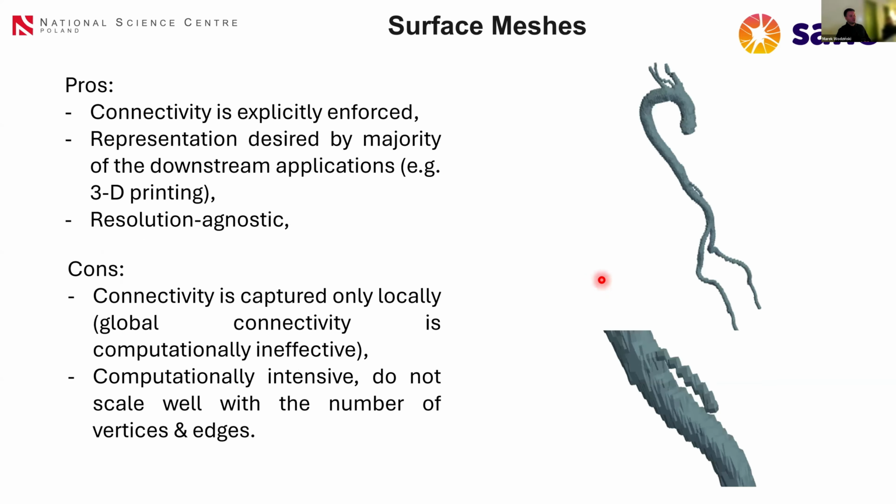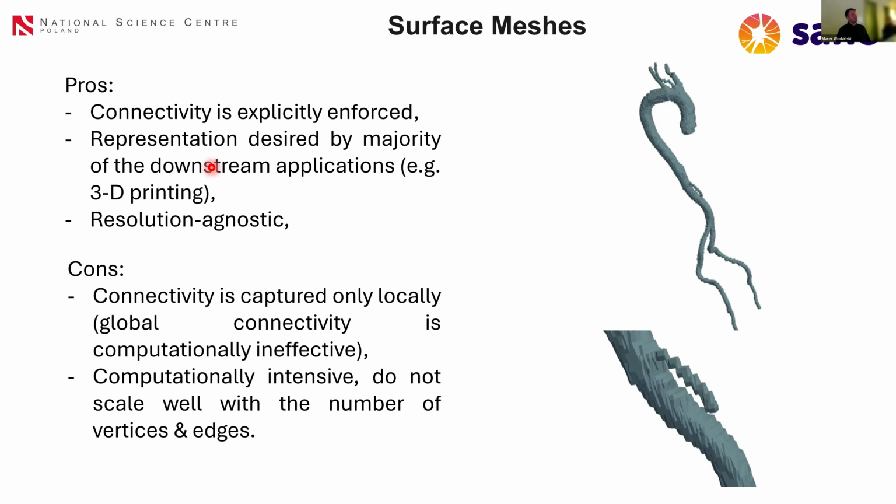Then we also have surface meshes, and surface meshes are quite unique because they show you only the surface of a particular structure. But they provide you directly the connectivity of a particular organ, a particular structure, which is very beneficial for a lot of downstream tasks.